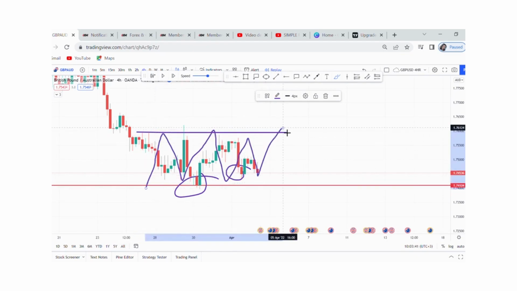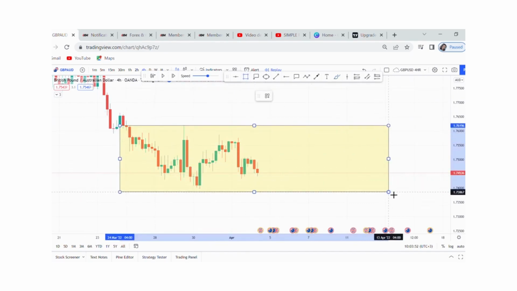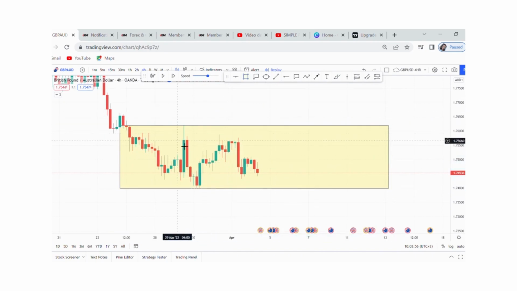So we need to identify our channel with a box. I like putting a box on my channel. Whenever you put a box like that, all you need to do is to identify that the market is neither breaking the resistance side nor breaking the support side, and that immediately gives you a heads up that there's something about to happen.